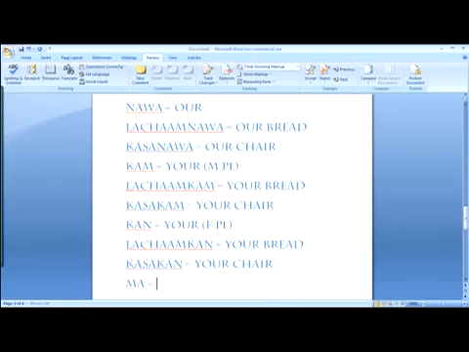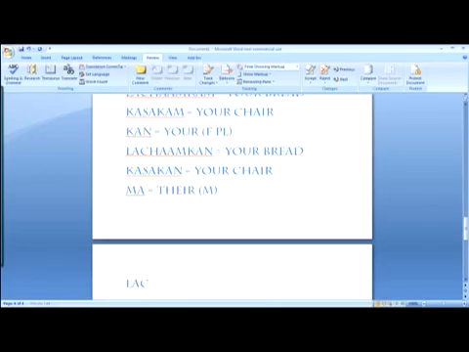suffixes. Now the suffix ma at the end of a word means there, right? But it's there basically masculine. Okay, like I'll give you an example. Let me drop down here. Lacham ma. Lacham ma means their bread. Okay, and that's masculine.